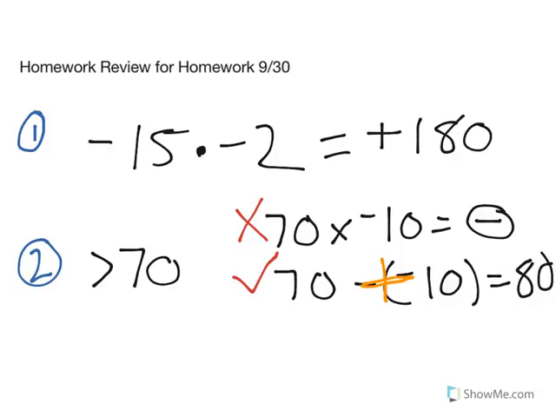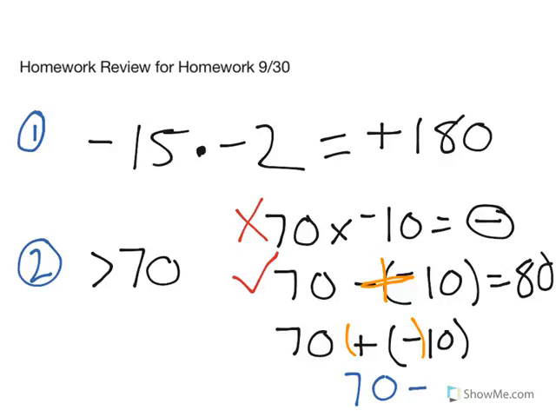We're going to double check that we've gotten the correct answer by looking at option C, which is 70 plus negative 10. Since our negative and our positive are right next to each other, we can flip these around and make it 70 minus a positive 10, which is going to be equal to 60 and does not satisfy the requirements.